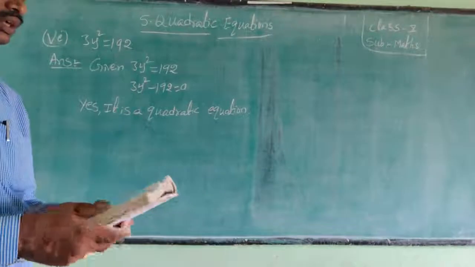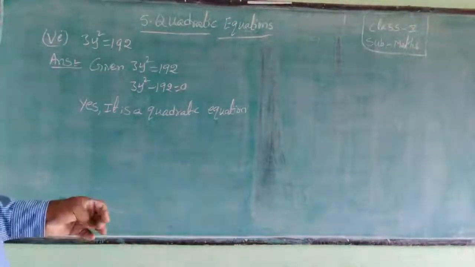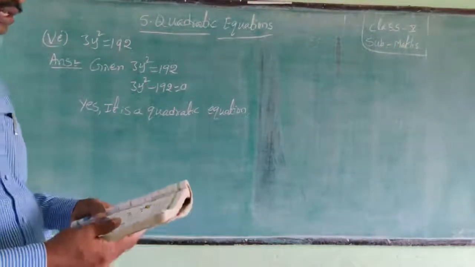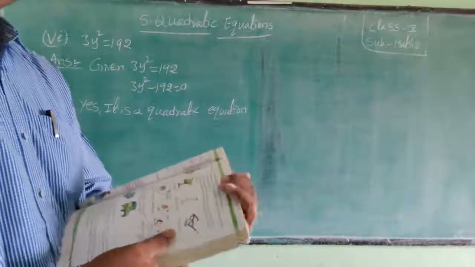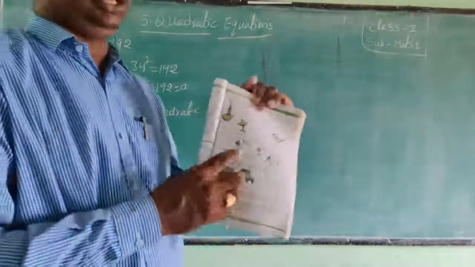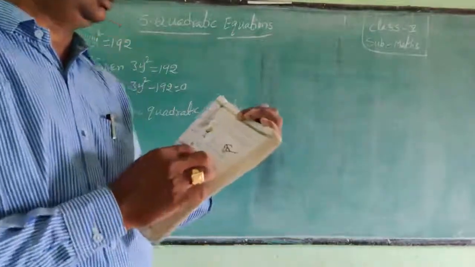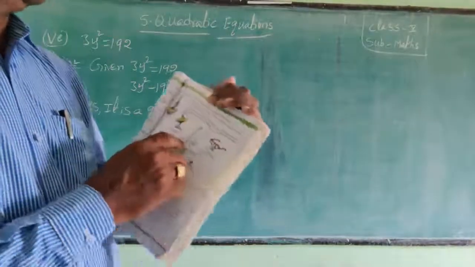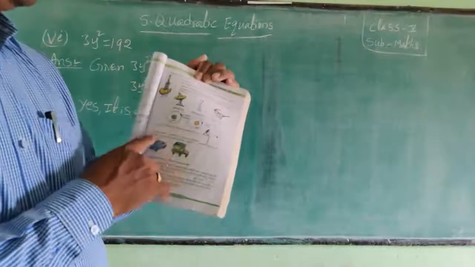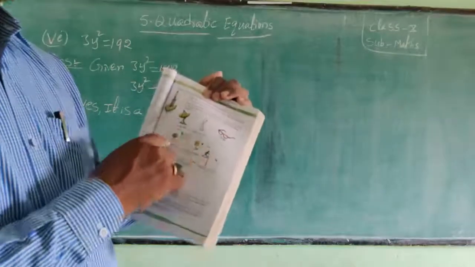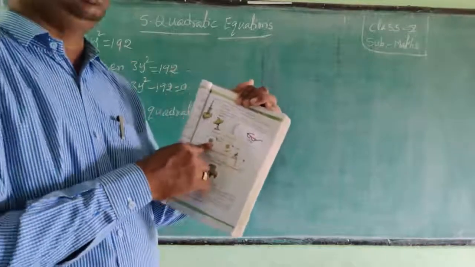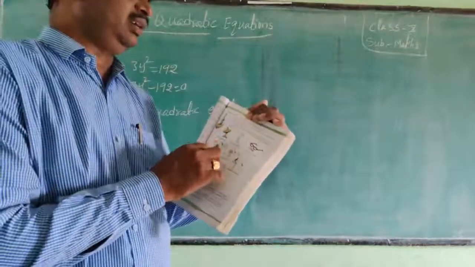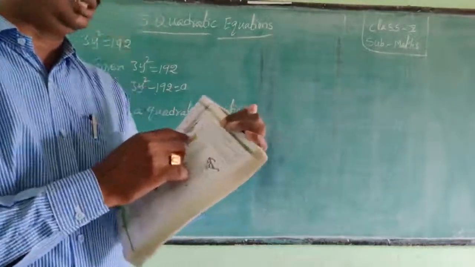Next, what are the uses of quadratic functions? Here, some points are there. See the textbook, page number 103. These are the 4 points. Here they are given. These are important ones. These 4 points are very important for 4 marks or 2 marks.